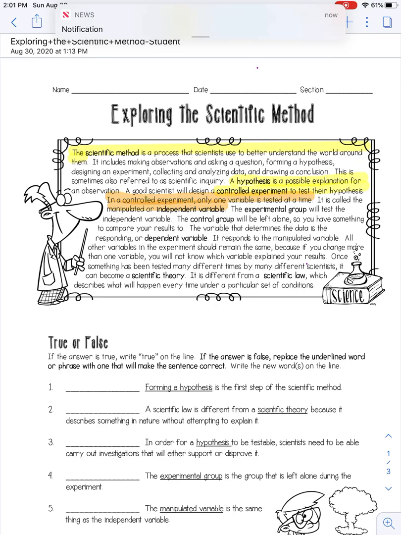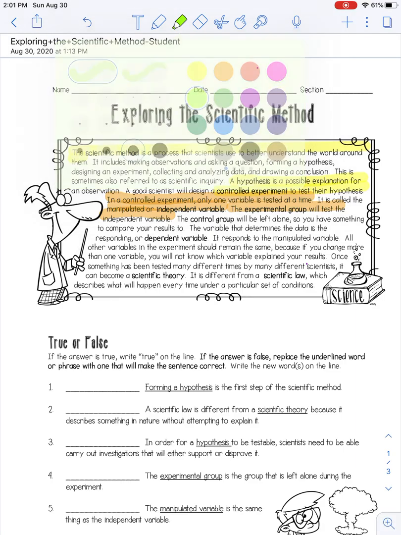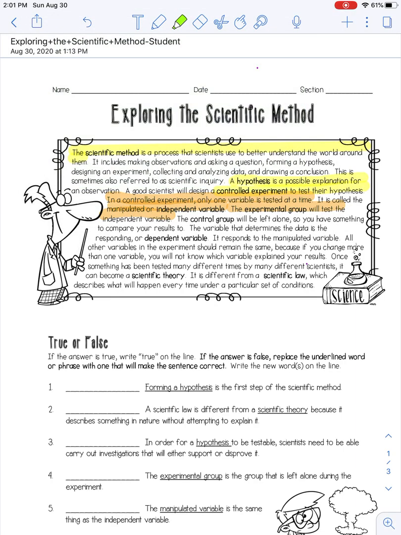The experimental group will test the independent variable. Okay, so we're going to end up with two different groups here. We're going to have an experimental group and a control group. So let's go on to read about the control group. The control group will be left alone, so you have something to compare your results to. The variable that determines the data is the responding or the dependent variable. It responds to the manipulated variable.